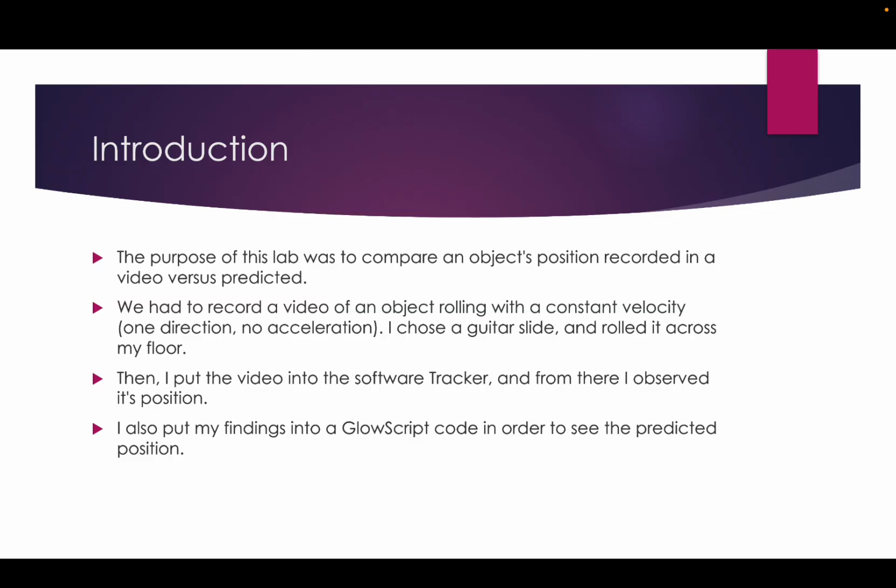We had to record a video of an object rolling with a constant velocity, meaning one direction, no acceleration. I chose a guitar slide and rolled it across my floor. Then, I put the video into the software Tracker, and from there I observed its position. I also used GlowScript code in order to see the predicted position.